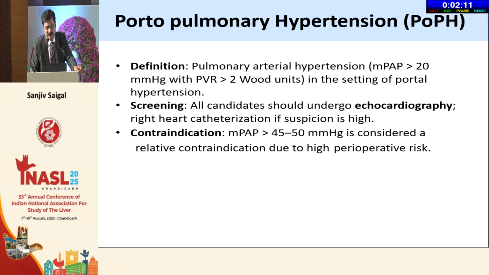POPH, mostly a very, very tight situation, but if after good diuresis, after good challenges of Lasix, you still have a PA pressure which is more than 45 to 50, well, you have to be very cautious. Such patients may not be candidates for liver transplantation with that level of PA pressure.